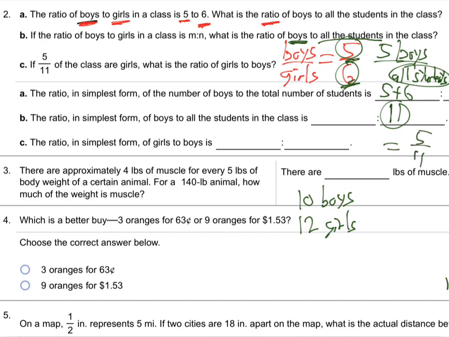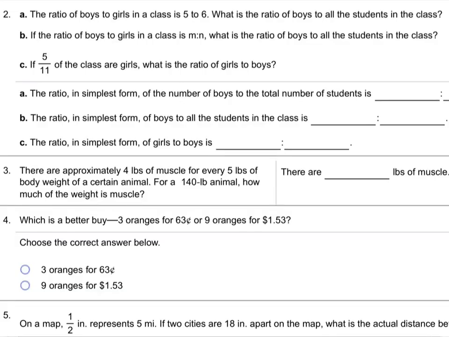Part B, can you do the same thing? The ratio of boys to girls is m to n. What is the ratio of boys to all students? So they want you to do the same thing now with letters. The same thing we just did. Let me get you a fresh screen here. So if the ratio of boys to girls is m to n, then what's the ratio of boys to all going to be?